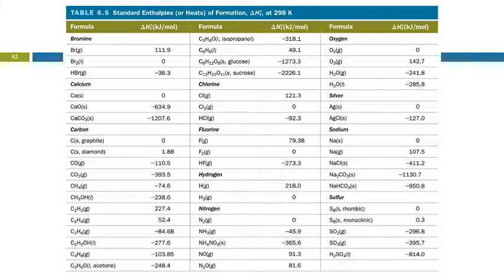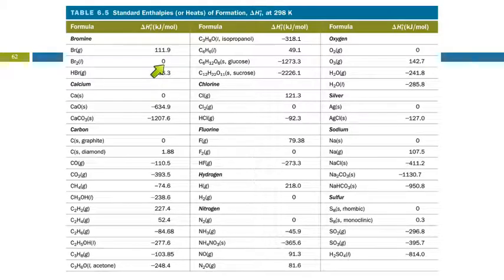So all of this information is available in tables. This is table 6.5 from chapter 6 in your book. There's also a more extensive table in one of the appendices. And then the CRC has pages and pages and pages of this sort of information. So here we're showing different bromines. So there's bromine atoms, bromine molecules, and then here's a compound containing bromine. And here we're listing the standard heat of formation in kilojoules per mole.